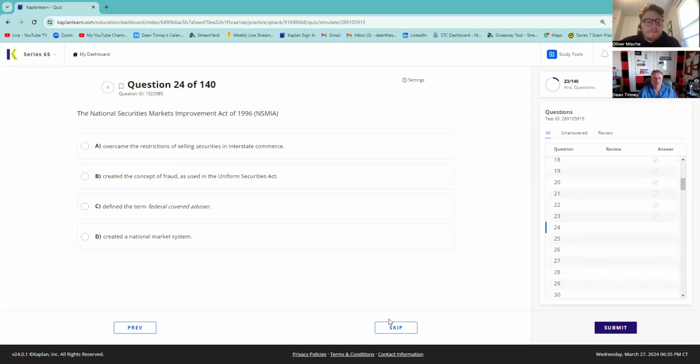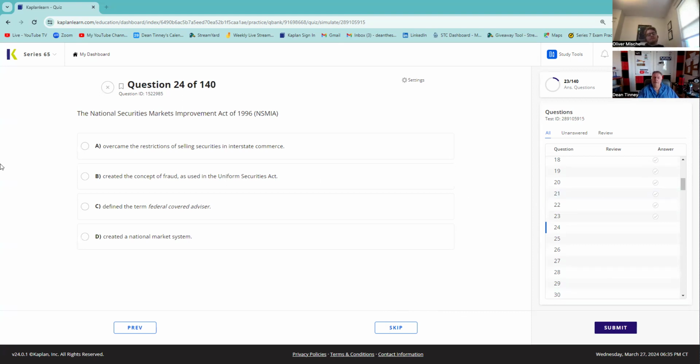The National Securities Market Improvement Act. NSMIA. Market system. Between D and C, but I think it's C. You're correct. Trust your gut.